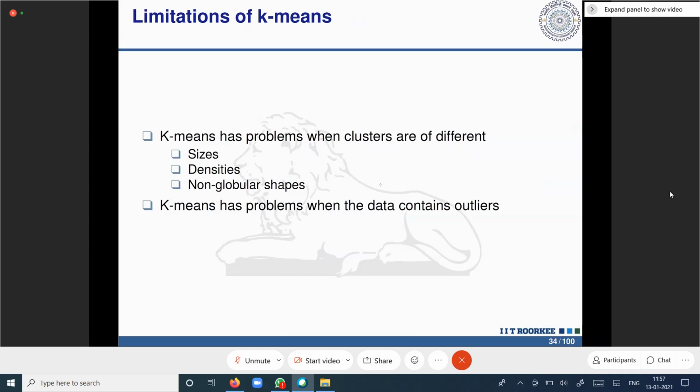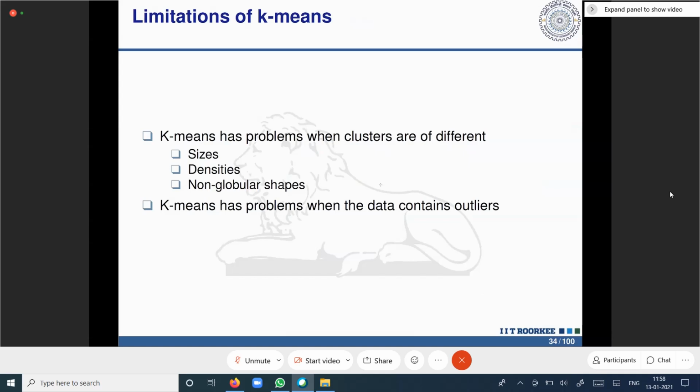Globular shape means the shape is like a circle. In 2D space they are circles, in 3D they are spheres, in 4D they are 4-dimensional hyperspheres, and so on. If your clusters are shaped like this, then k-means is very good, where all the points are kind of equally distributed about the centroid. But if that is not the case, then k-means might not work very well.